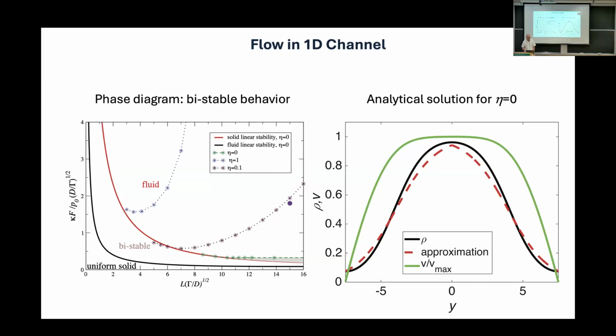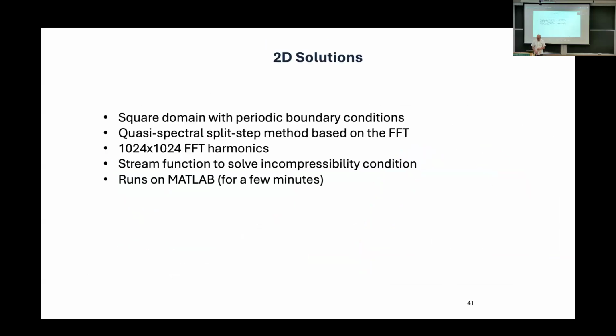Okay, so an interesting question is, what if you have a two-dimensional situation? So you have a channel, but in 2D. Then you need to do numerics. And the numerics actually is much simpler than what I showed you before. It runs on this notebook. Most of the simulations we did in periodic boundary conditions using a quasi-spectral split-step method based on the FFT. In most of the simulations we use 1024 by 1024 FFT harmonics. And to solve the incompressibility condition, we use a stream function formulation.